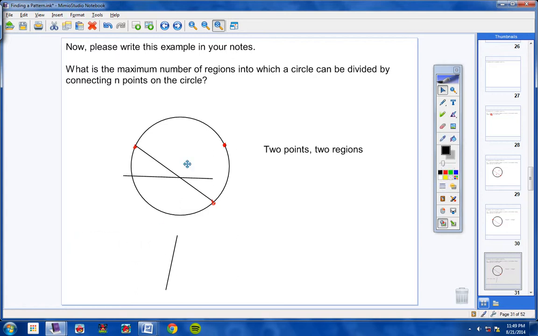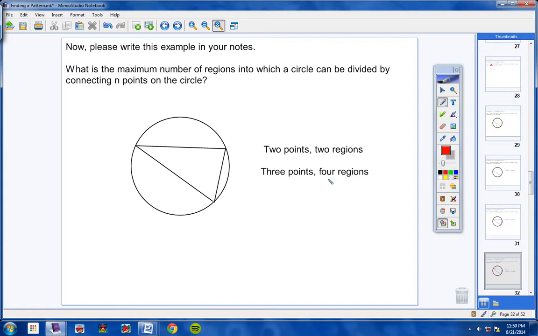So I'm going to take this line. It'll go right here. I'm going to grab this line. It'll go right here. So now I've connected all of my points, and I have how many regions? 1, 2, 3, 4. So when I had 3 points, I had 4 regions.